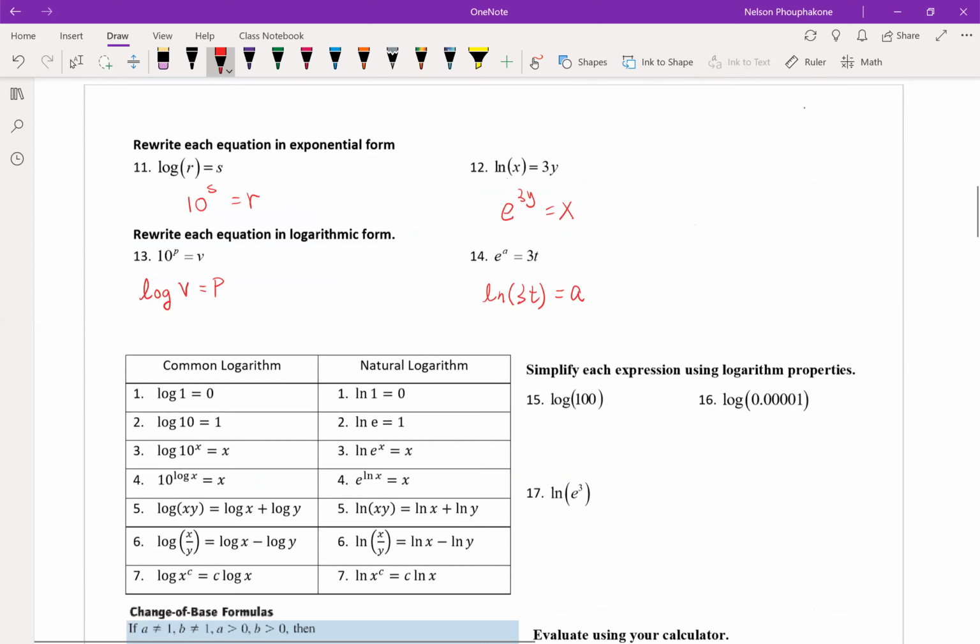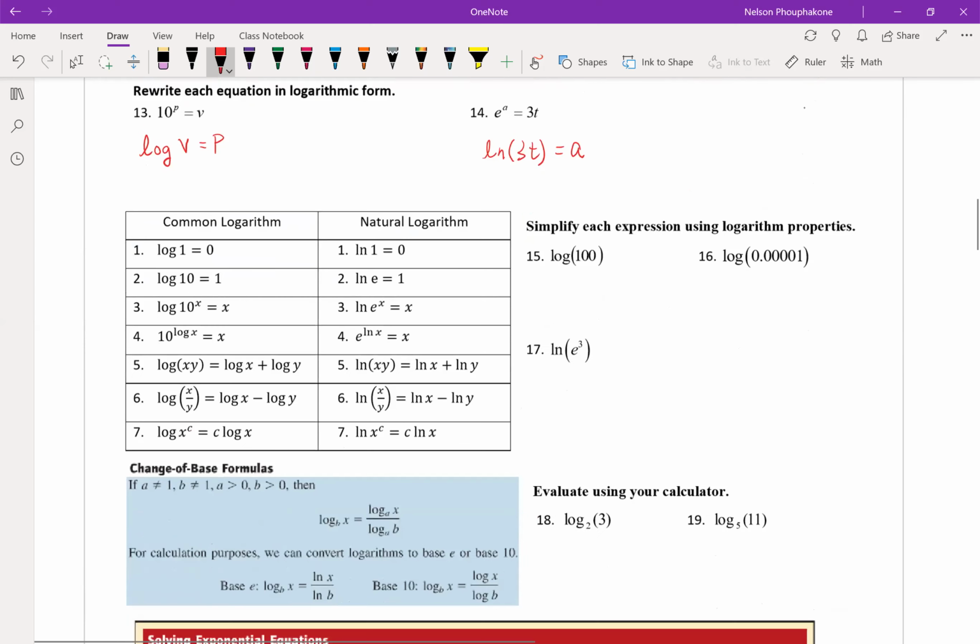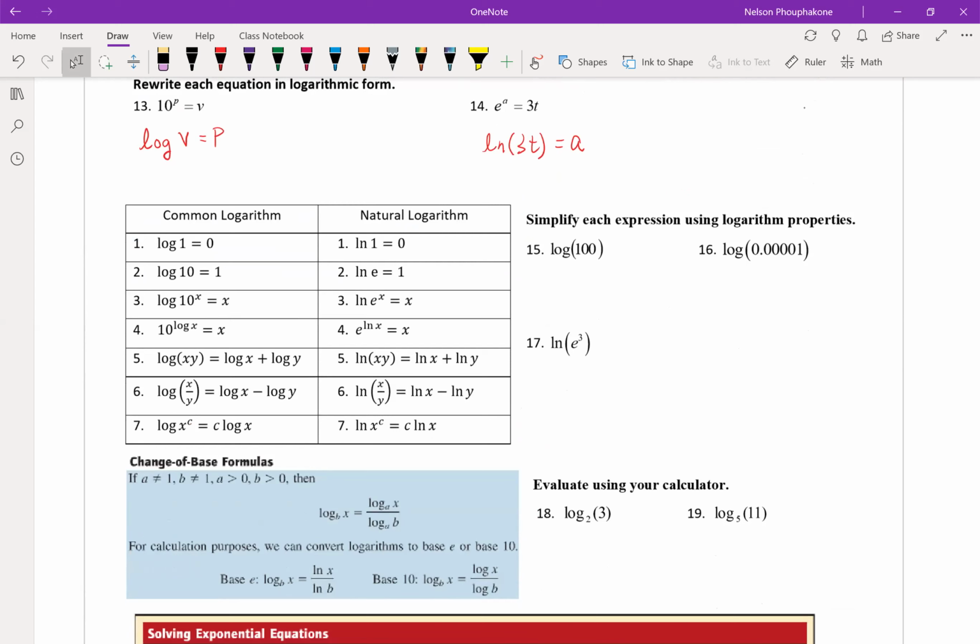Okay, so again, in this table, I just rewrite the 3 laws and the 4 properties using the common log and the natural log. Now, one thing I would like you to notice is natural log of 1 is 0, natural log of e is 1, and common log of 10 is 1, because again, the base is 10. And then natural log of e to the x is x, and e to the natural log of x is x.